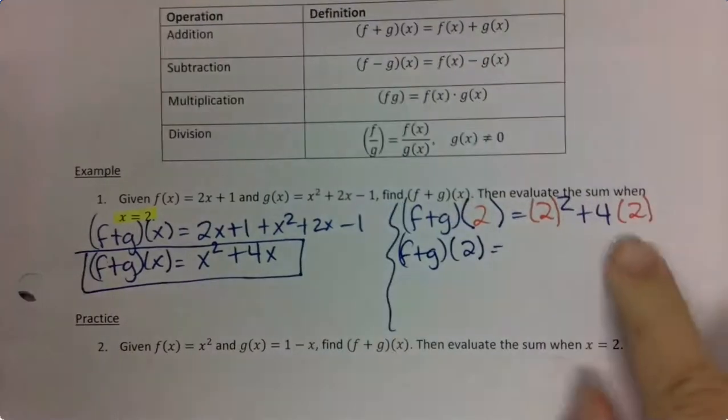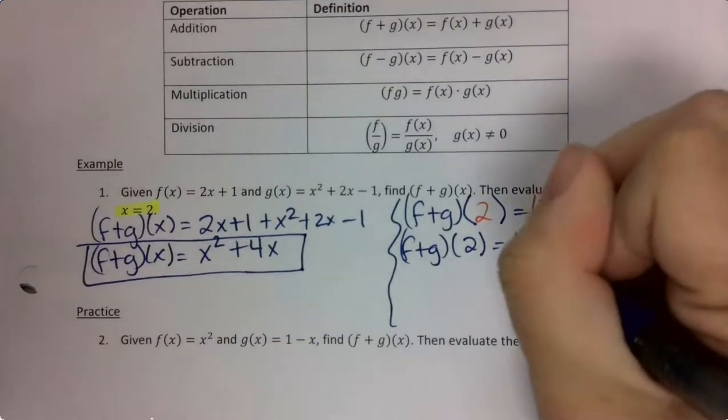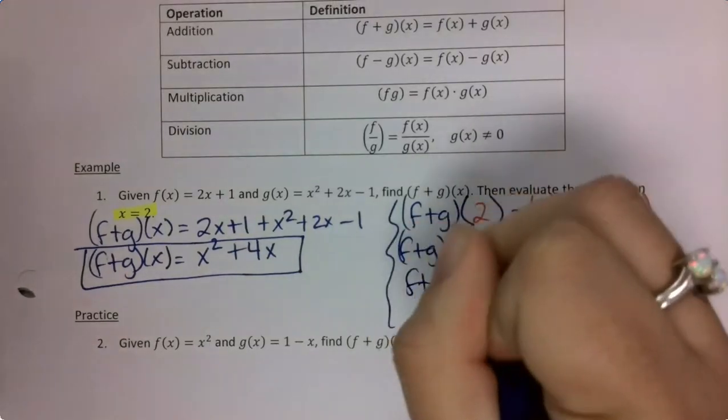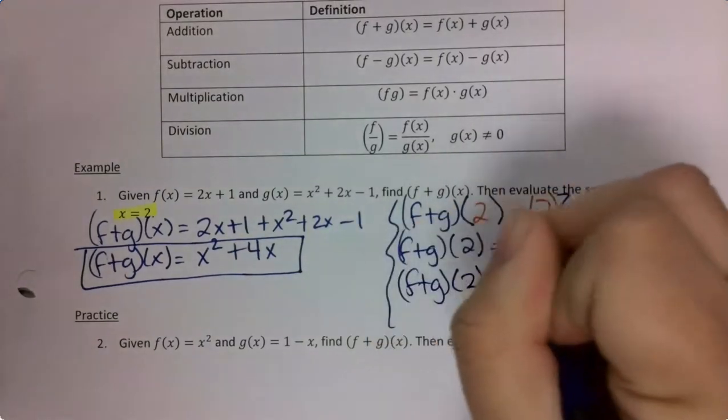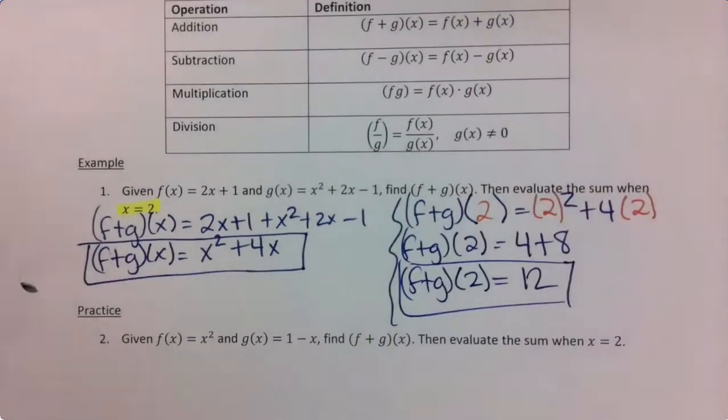I can either type this straight into a calculator or I can evaluate it by hand. What do you want me to do? By hand? Okay, so I've got 4 plus 8. And then I have f plus g of 2 equals 12. So this is my second answer here. Questions on this problem?